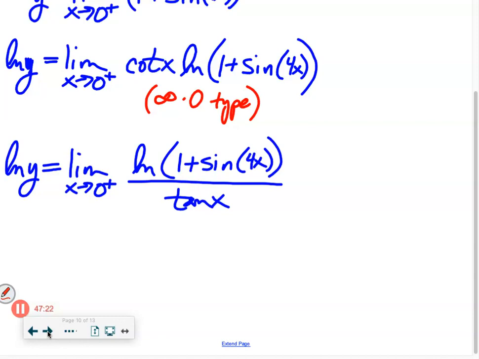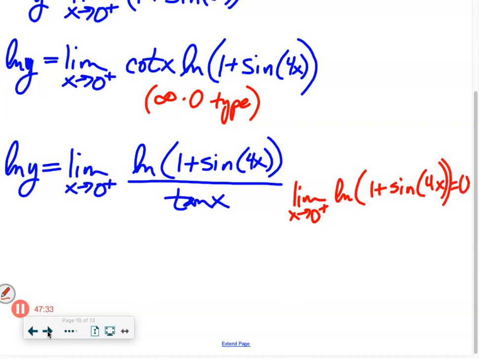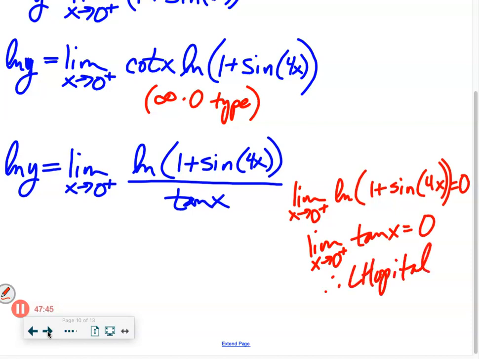So we have to write the limit as x approaches 0 from the right of ln of 1 plus sine 4x equals 0. I don't have space to do a three-way string, so I'm just going to write them separately. Tan x equals 0. L'Hopital applies.